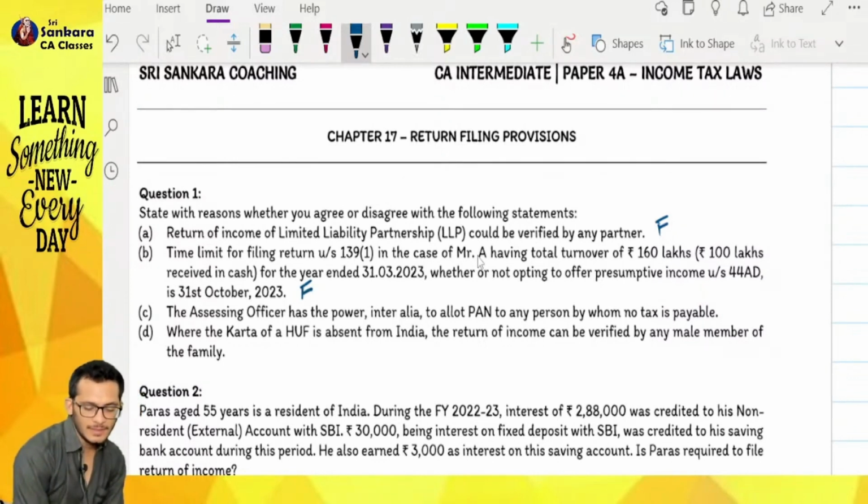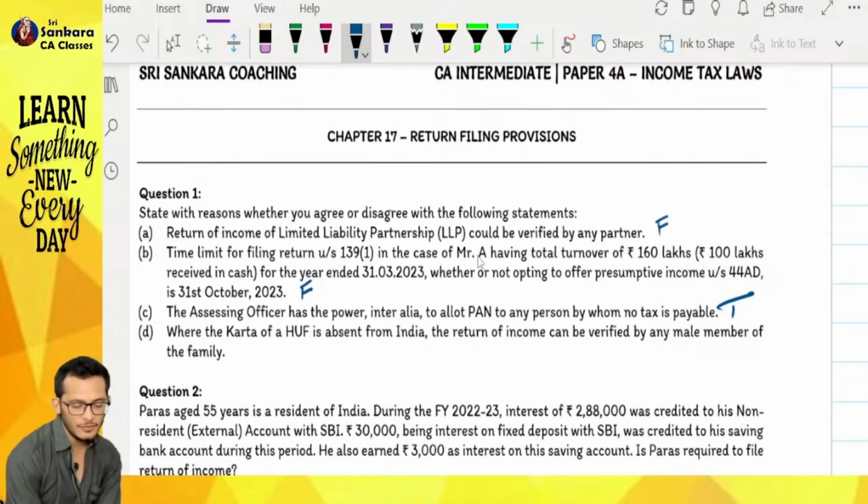The assessing officer has the power to allot PAN to any person on whom no tax is payable. True or false? True. He is your assessing officer, he can do anything in the world. He can come and say, you don't have a PAN, I will give it to you.